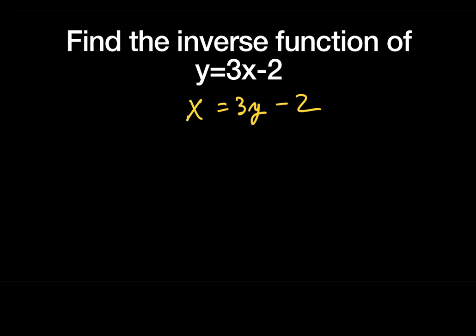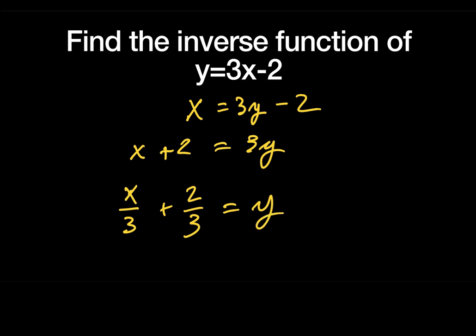So if you just switch the x and the y, and then we add 2 to both sides, it'll be x plus 2 equals 3y, and then divide everything by 3: x over 3 plus 2 over 3 equals y. And we can rewrite it the other way if it makes everybody feel better. Usually it does. People like seeing it in slope-intercept form. That is the inverse function of the original function.